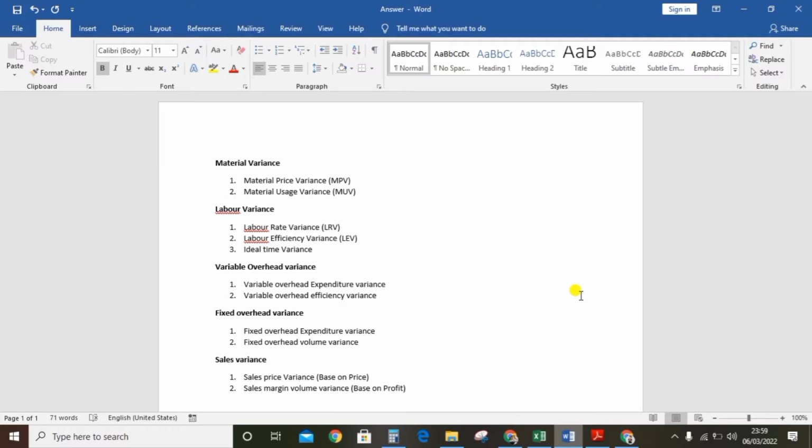For the sales variance, we need to calculate two variances: sales price variance, which is based on the price, and second, sales margin volume variance, which is based on the profit. So these variances are enough to prepare the operating statement. So let's calculate.